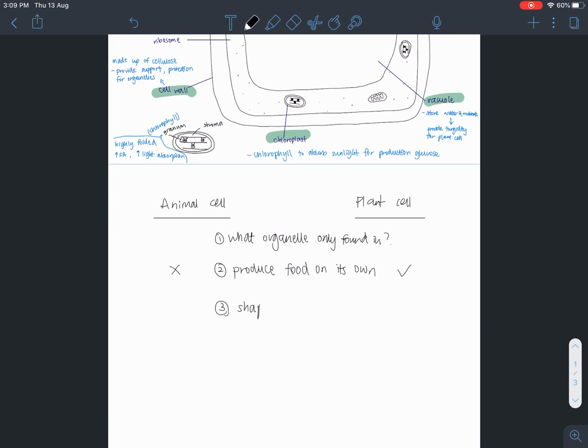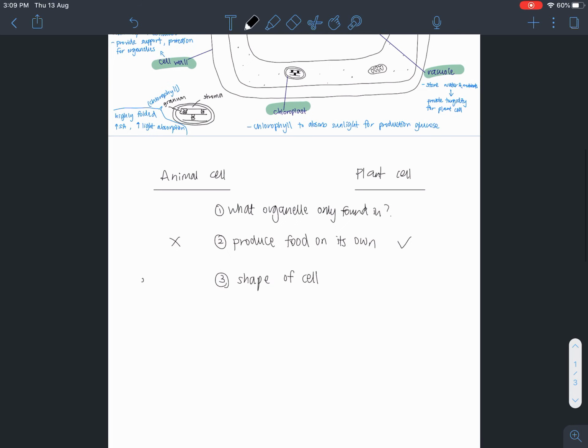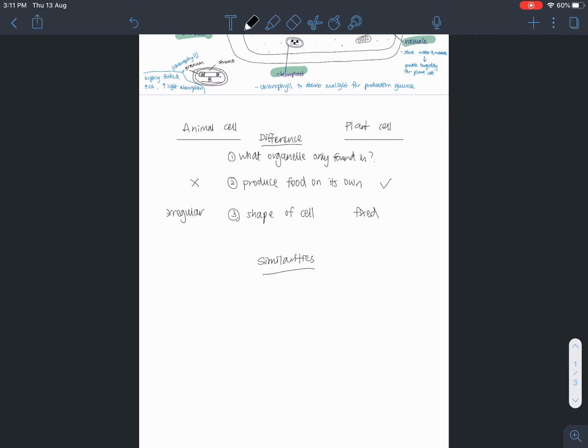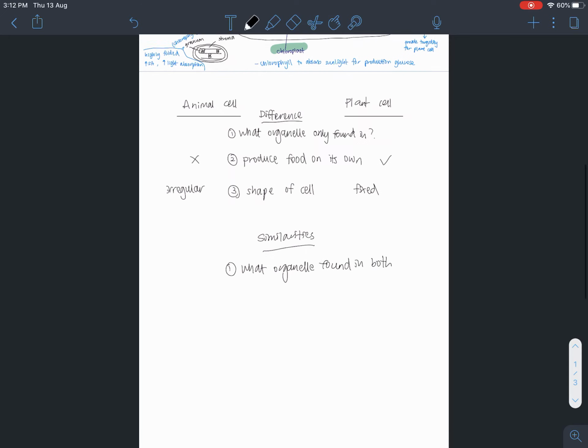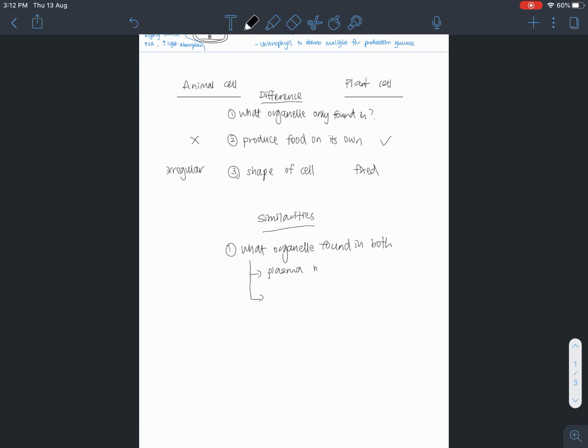Third thing, shape of cell. Animal cell has irregular shape because it doesn't contain cell wall, but plant cell has a fixed shape because it contains cell wall. Okay, now the similarities between both cells. What organelles are found inside both? You look back, those which are not highlighted are those which are found in both.